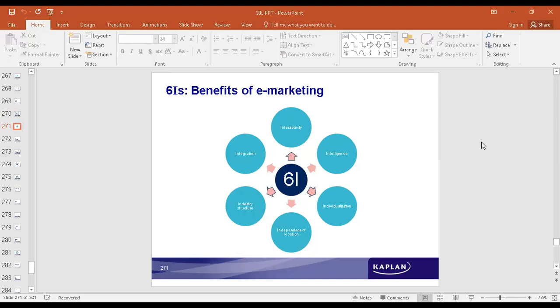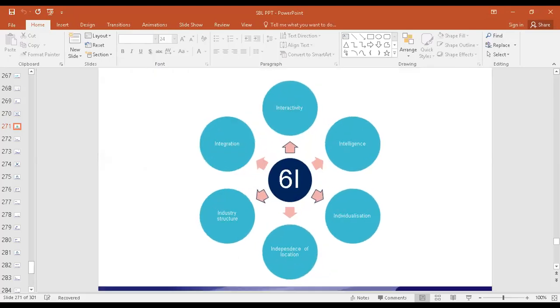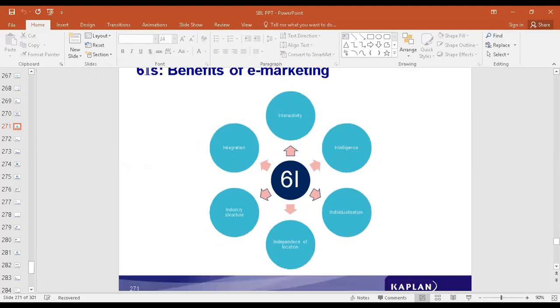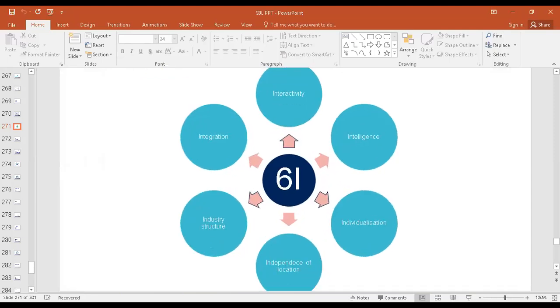What are the benefits of e-marketing? The font looks to be a little smaller, so I'll just zoom it. The 6 E's, or the benefits of e-marketing. The font seems to be very small, therefore I'm just highlighting it. Okay.